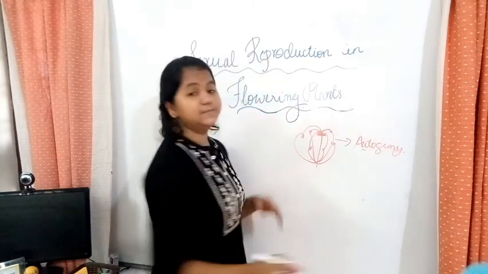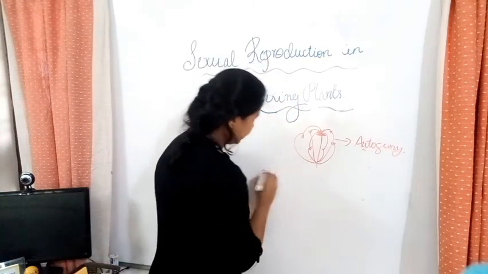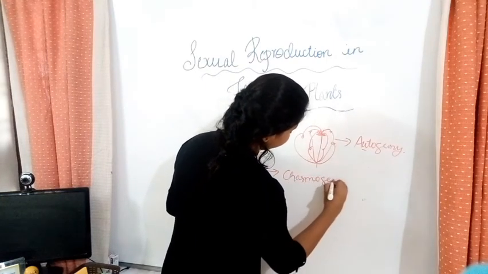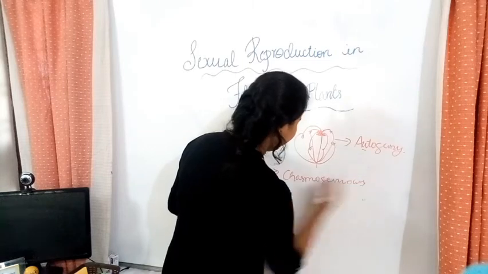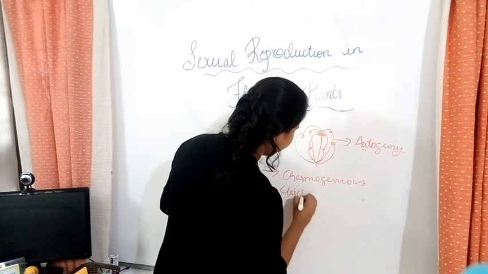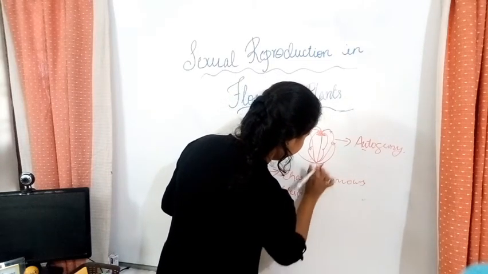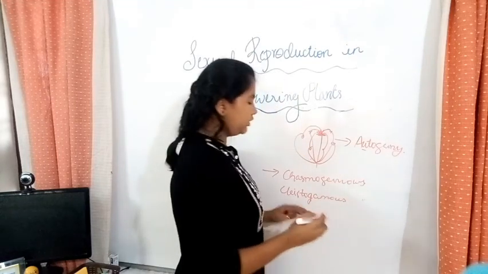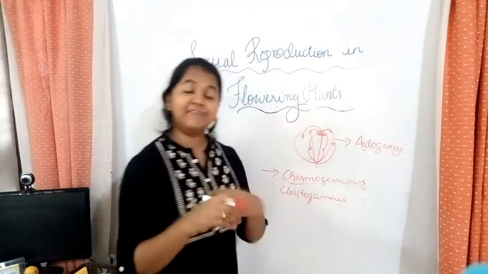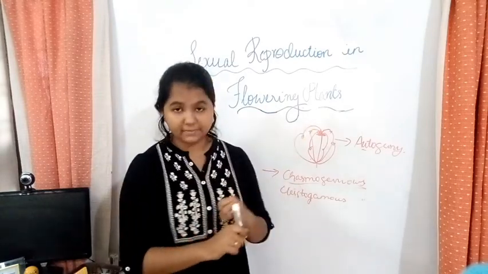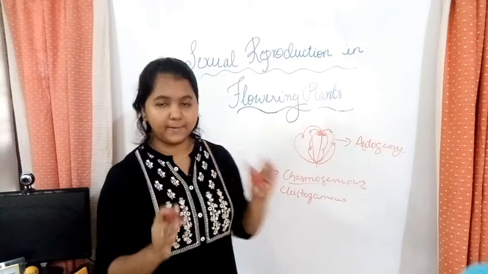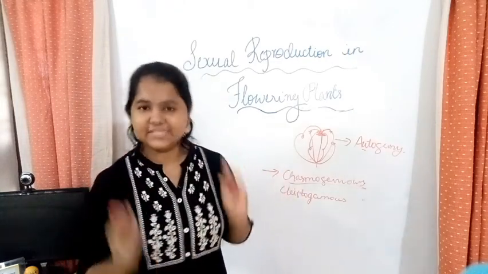Autogamy can take place both in chasmogamous and cleistogamous flowers. Okay. So over here, chasmogamous flowers can have any of them. It can have autogamy, geitonogamy, xenogamy, anything. But for cleistogamous flowers, only autogamy is possible.